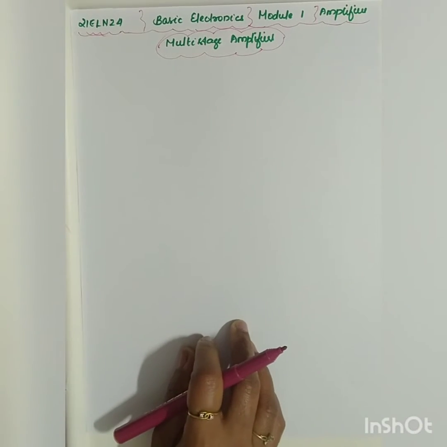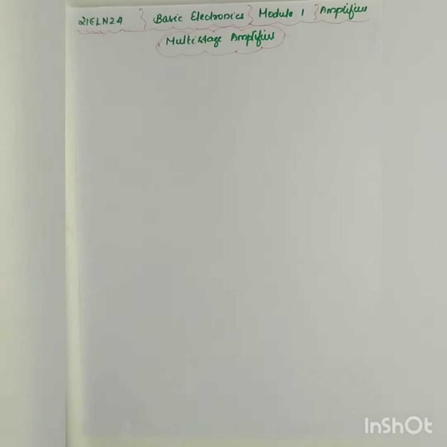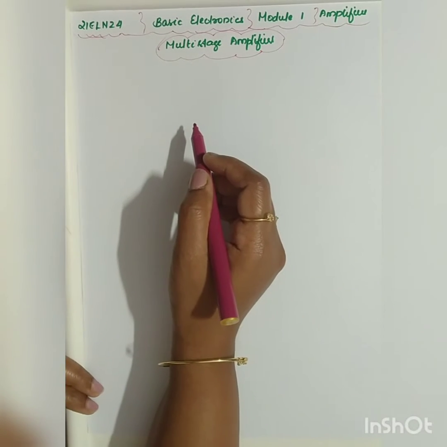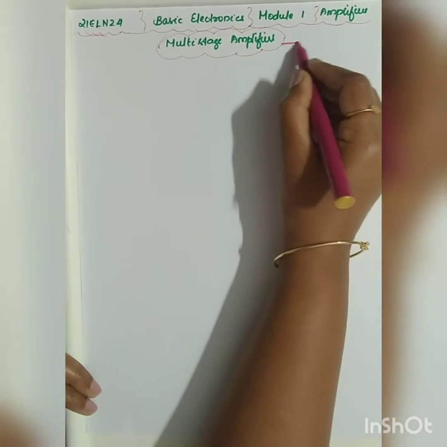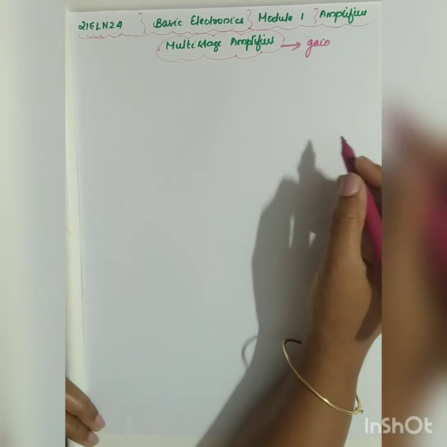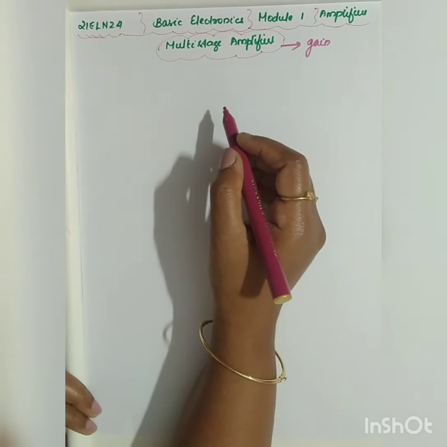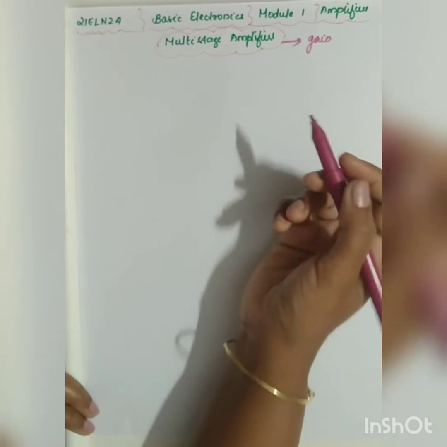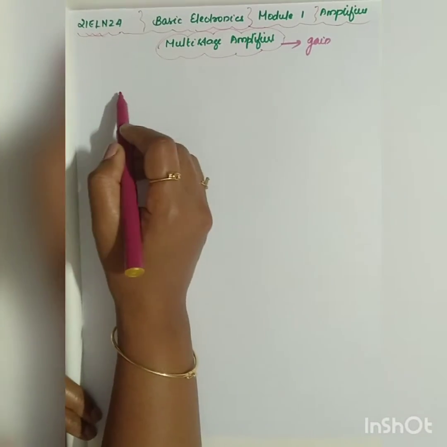So the last topic of module 1 section 2 amplifiers is the multi-stage amplifier. What is meant by a multi-stage amplifier? If we want to increase the gain, then we can go for different stages of amplifier. A multi-stage amplifier is basically used to increase the gain or the strength to a great extent. If we are not able to achieve the amplification within one stage, we can go for multiple stages of amplifier. Let me draw the diagram first.